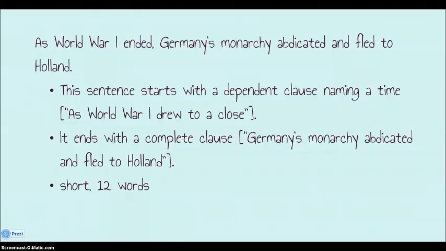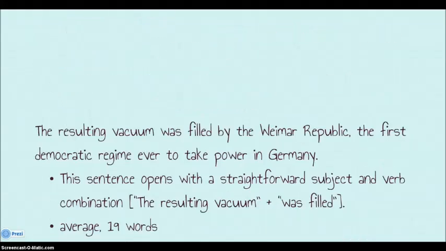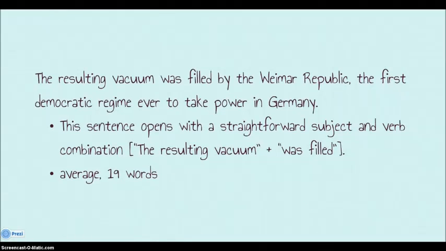When you get variety, you need your other sentences to be a little bit different. So let's see. The resulting vacuum was filled by the Weimar Republic, the first democratic regime ever to take power in Germany. So this opens with a pretty straightforward subject and verb. We have vacuum was filled, but its length is average, it's a little longer at about 19 words. So, it's a little different than the first one.